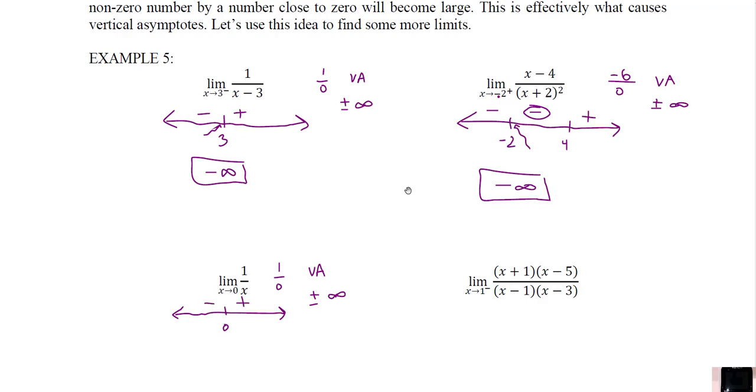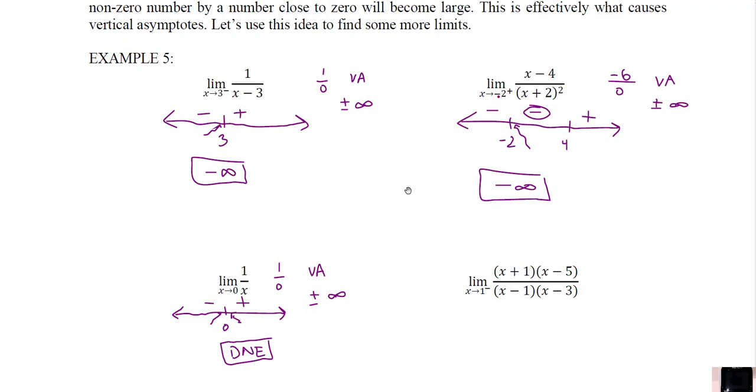Positive on this side, negative on this side. And uh-oh, the 0 didn't say left or right. And I can see here that on these two sides, I'm getting different values, a positive infinity and a negative infinity, so this limit actually does not exist.